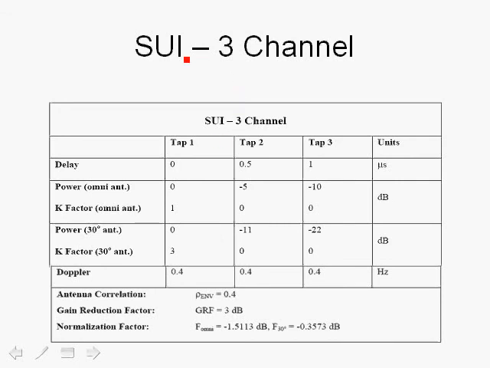So let's take an example for SUI-3. In this case, we have a low K factor, so this is typically for non-line of sight. We also have the Doppler f_m, which is equal to 0.4 Hertz. Again, this is for a fixed wireless network, and the Doppler is mainly due to, for example, wind and the leaves of trees, and also traffic within the area, and it's based on empirical measurements. We have the delay profile here, where we have the actual delay 0.5 microseconds for tap 2, 1 microsecond for tap 3, and also the power -5 for tap 2 and -10 for tap 3.